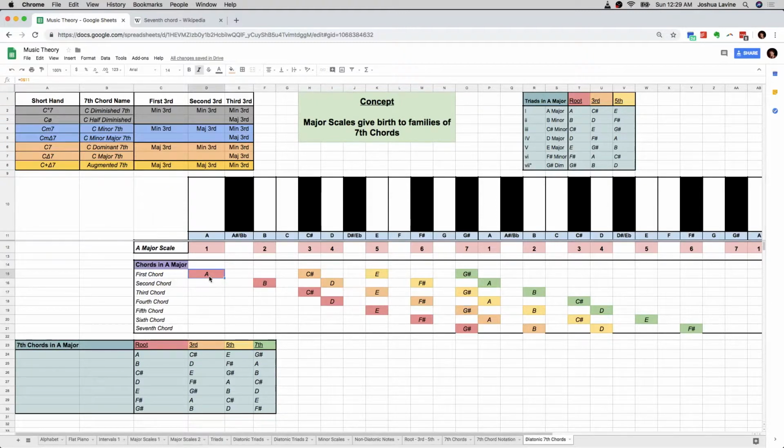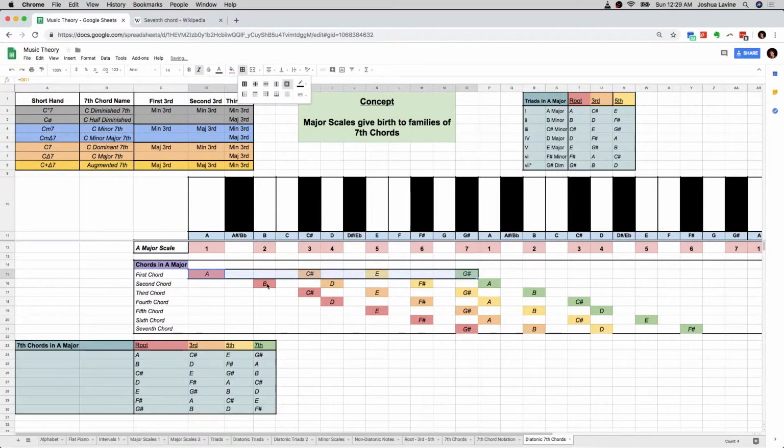All right, so now what I want to do is I want to discover the quality of each of these chords. So let's just lock this one in here. Okay, so the first chord, well, I know that the triad from A, C sharp, and E is a major. And so I'm going to be looking in this category. And so it's probably going to be a dominant seventh or a major seventh.